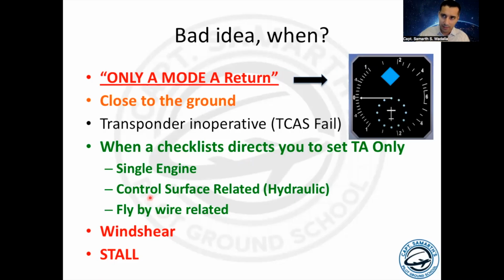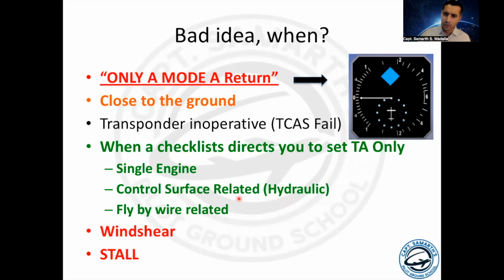If you are ever doing an abnormal checklist as a response to some kind of a control surface related problem or a hydraulic problem which leads your main control surfaces to not function that well, your ailerons, your elevator, most of these checklists will ask you to set your TCAS to TA only because, once again, with a control surface problem, you don't want to be climbing and descending, right?